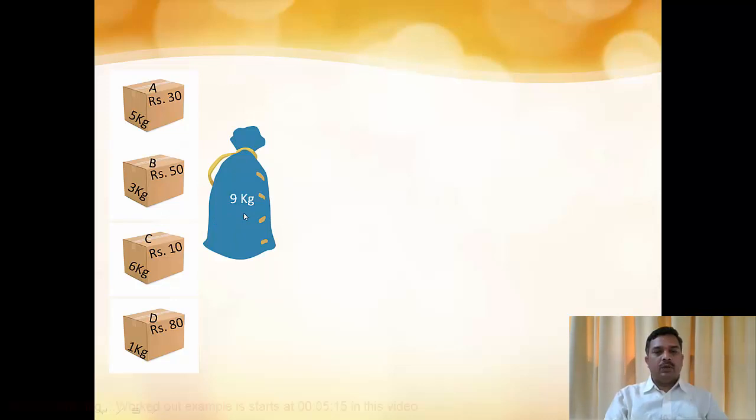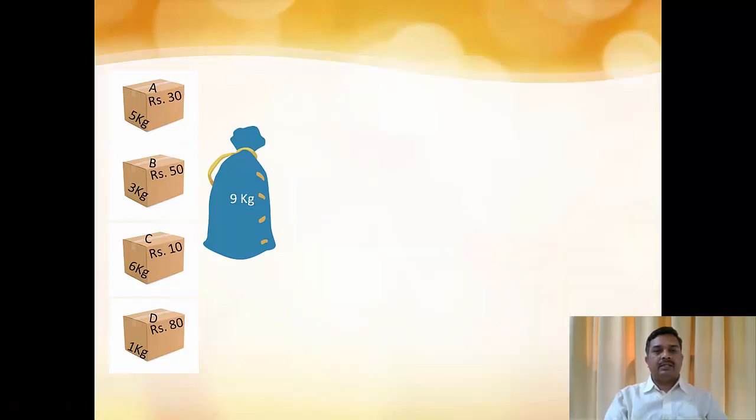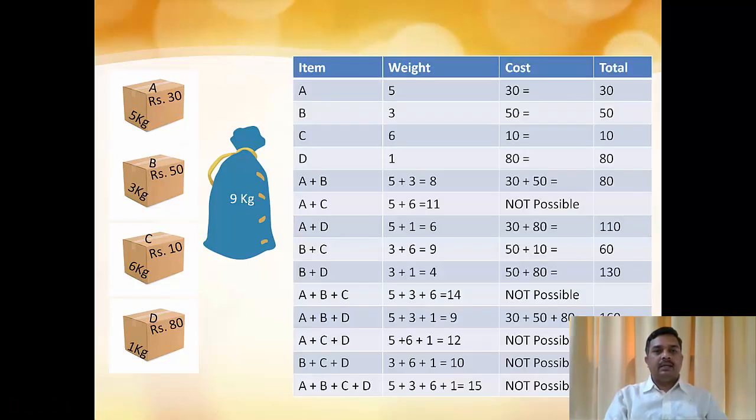So if we see this table, we can see that item A weighs 5 kg, cost is 30 rupees, so total profit becomes 30 rupees. Similarly, if we want to take box A and box B both, the weight will be 8 kg and the cost will be 80 rupees.